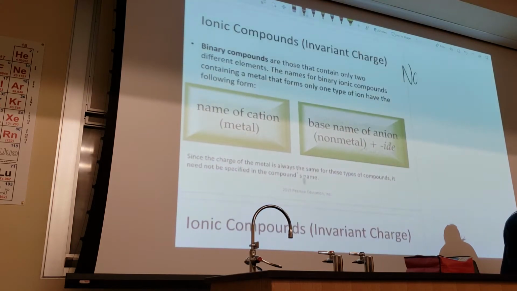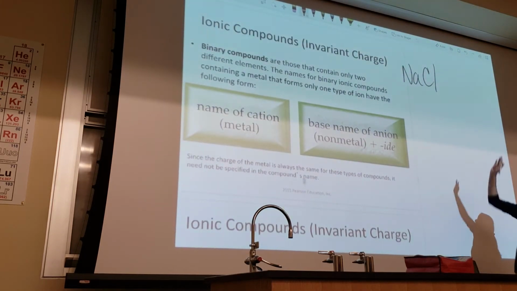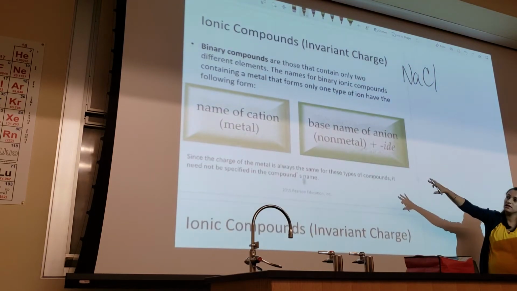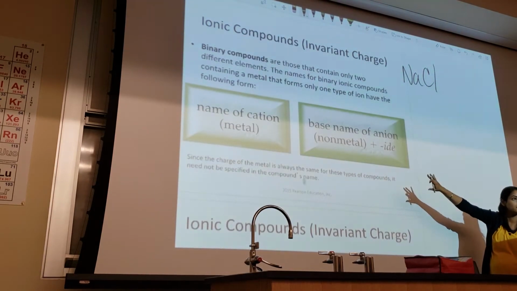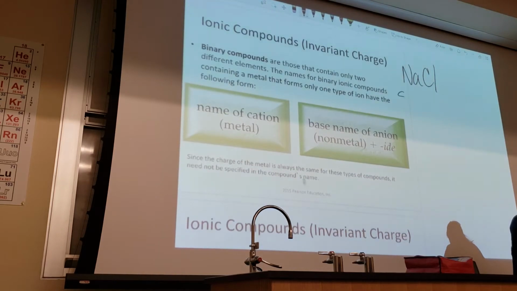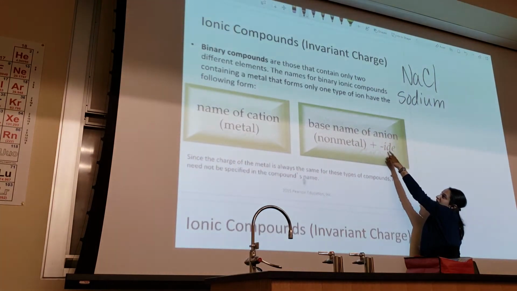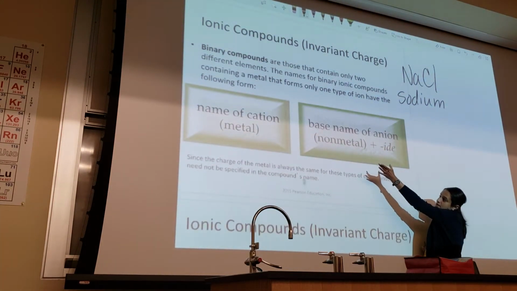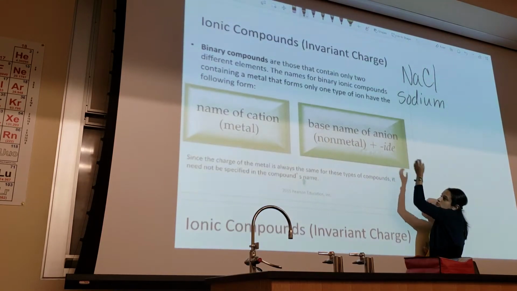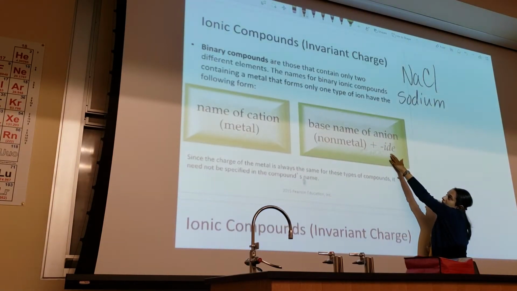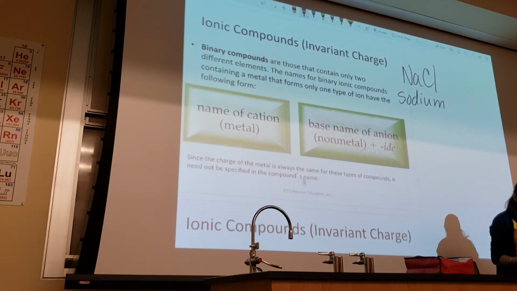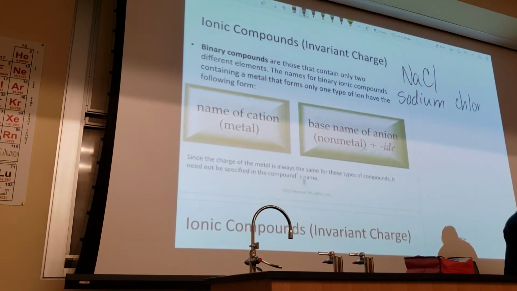So if I have something like this, you name the metal first, and you don't change anything about it. Na represents sodium, so I just write sodium. Now, the second element is chlorine from the periodic table. But what you do is you add IDE. You take off the actual ending, the suffix, and add IDE to it. So instead of chlorine, it's chloride, IDE.